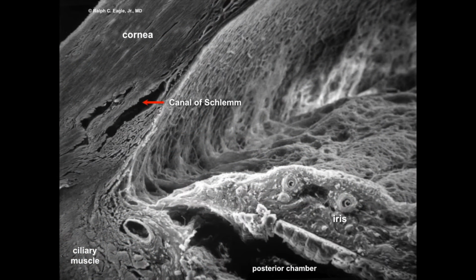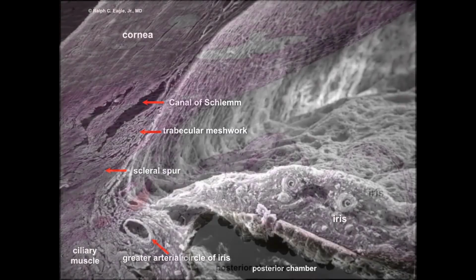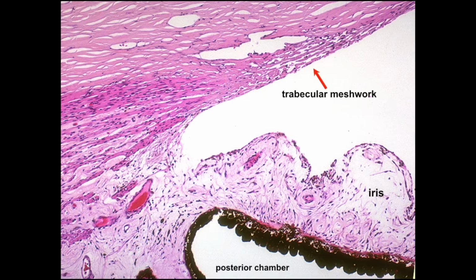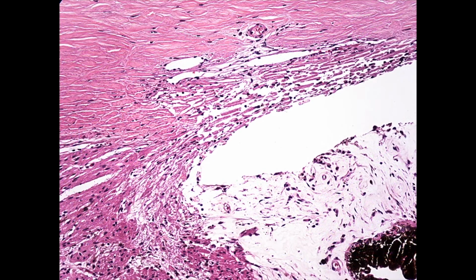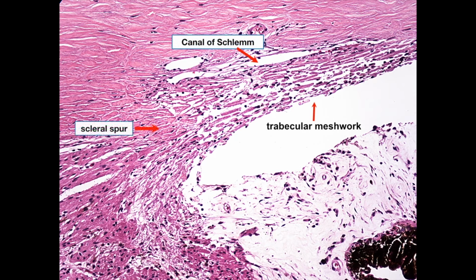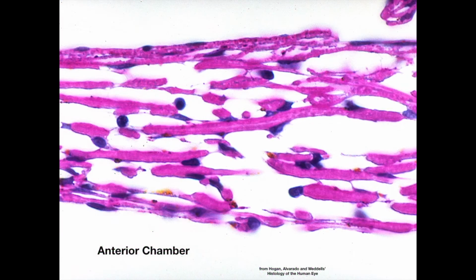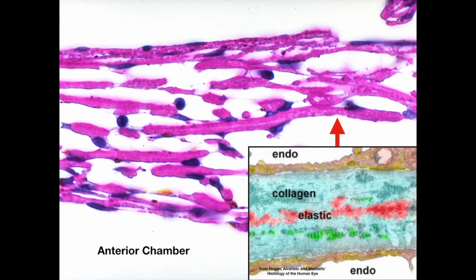Schlemm's canal, the trabecular meshwork, the scleral spur, and the greater arterial circle of the iris are seen in this scanning micrograph and in the following light micrographs. The beams or tuberculi forming the meshwork are composed of collagen with a central core of elastic tissue. They are enveloped by trabecular endothelial cells.